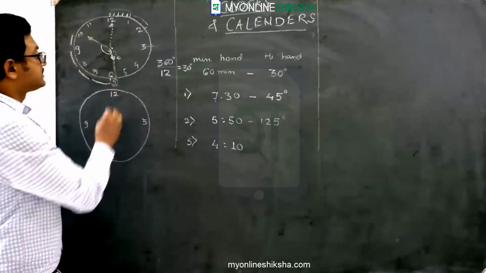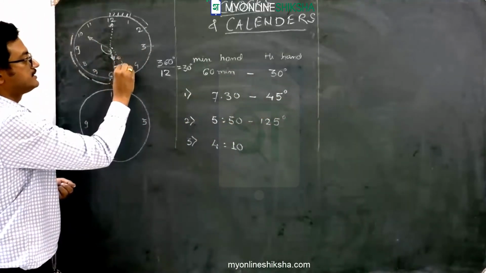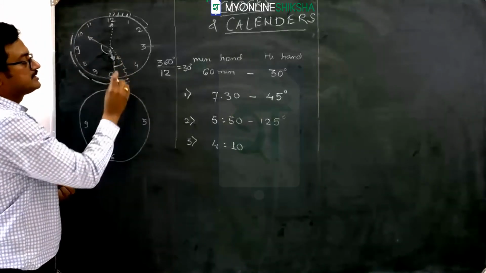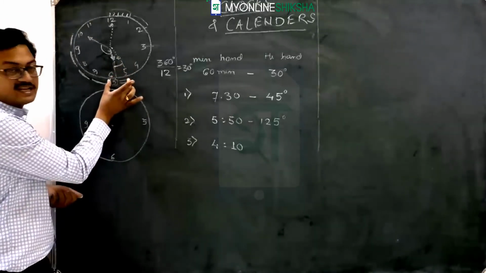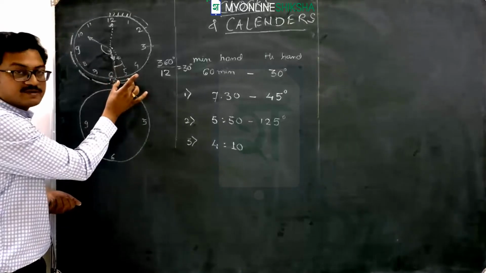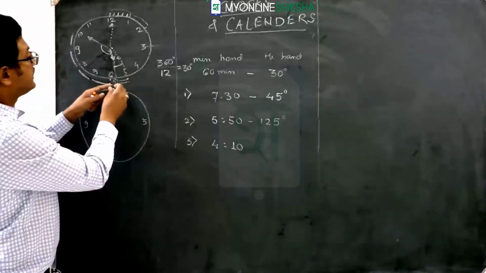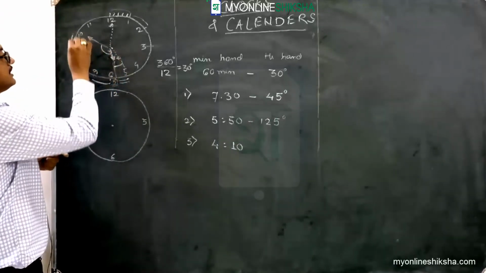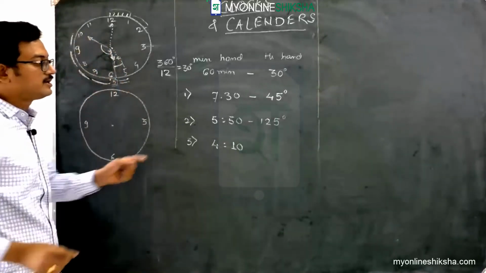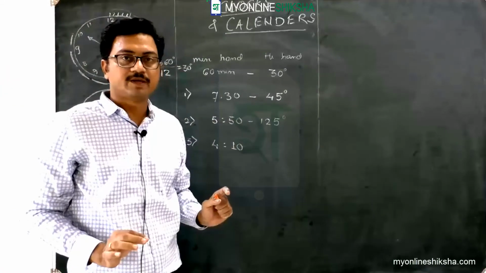Now from this position it has travelled 25 degrees. If it has travelled this 25 degrees, and you know that this entire angle was 30, out of this 25 has been already traversed. So obviously 5 degrees is left behind. So 5 degrees has to be added to this. So 30, 60, 90, 120 and 5, 125 degrees. That can be the way.